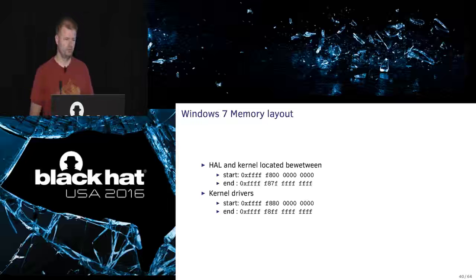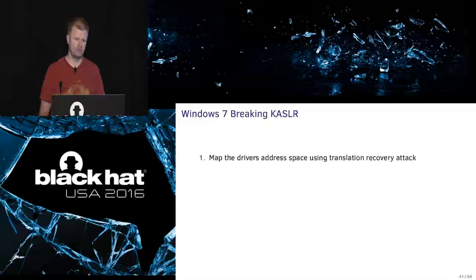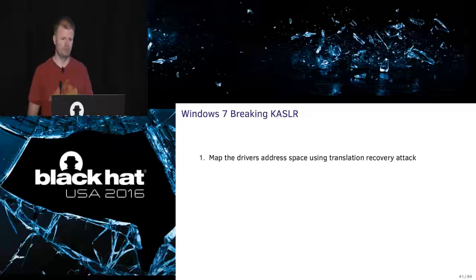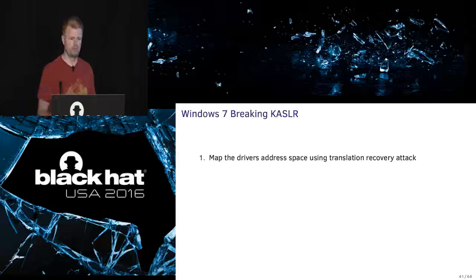This means that when we want to launch a translation recovery attack, we only need to do a fraction of the kernel, which means that we can actually mount this in less than a second. And this is actually how we start to break KASLR on Windows 7. We map the driver's address space and use the translation recovery attack. Remember, we haven't broken Windows 7 KASLR until we know where a driver is in memory, because otherwise we would not know where there is something that an attacker could use.